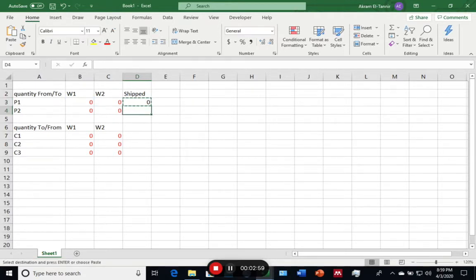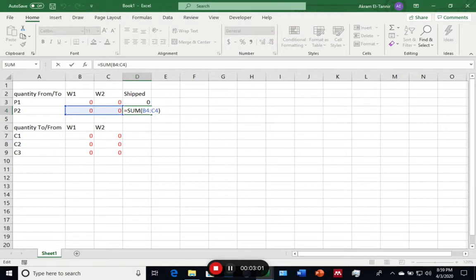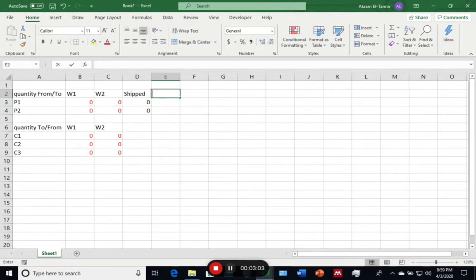And with copy paste, you can do the same thing for plant number 2. The max capacity, if you recall them, are 200,000 for plant 1, 60,000 for plant 2. So these are the two maximum capacity constraints.